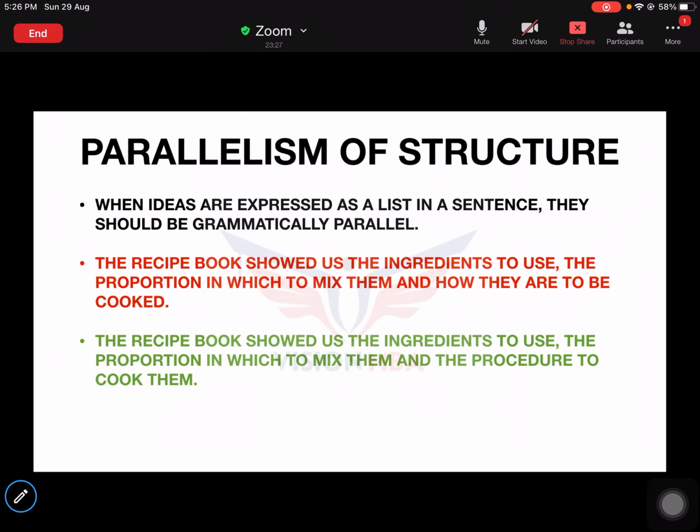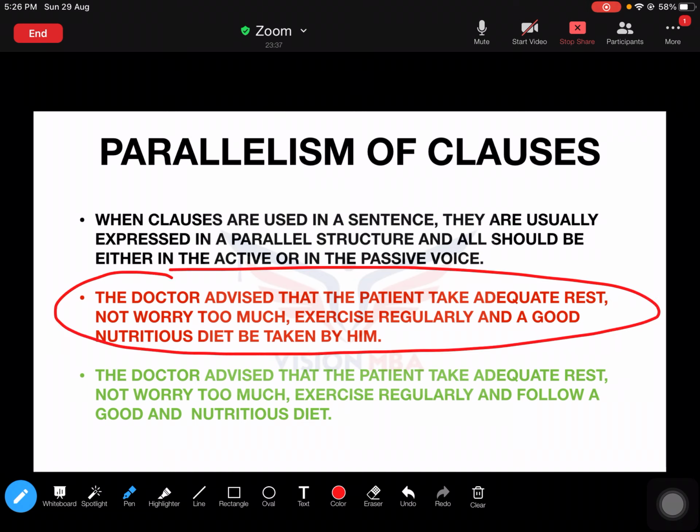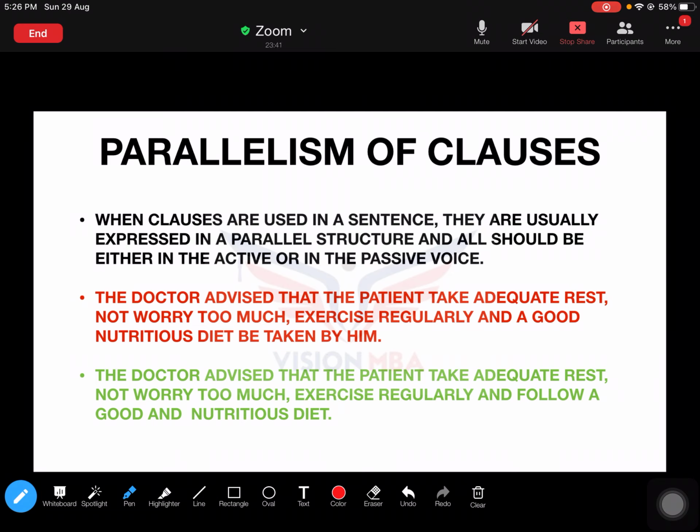Okay, where I was. Here it is. Clauses. So, the doctor advised that the patient take adequate rest. Now, this is the wrong sentence in red. The doctor advised that, and I'll tell you how, even if you do not understand clauses, phrases or any other thing, if you pay attention, you will still be able to understand that something is not right. There is some error, and I'll explain how you get that.